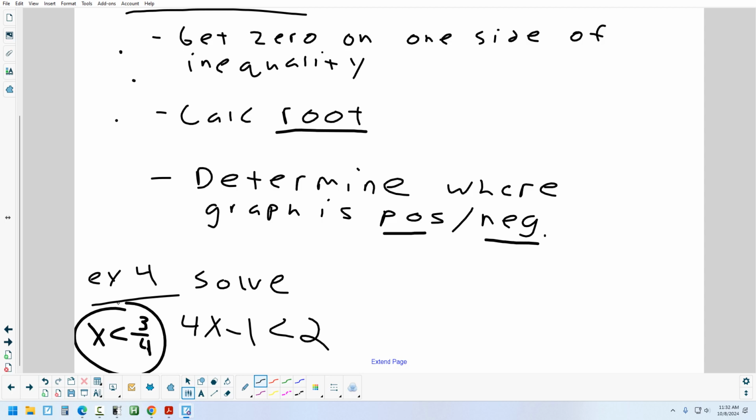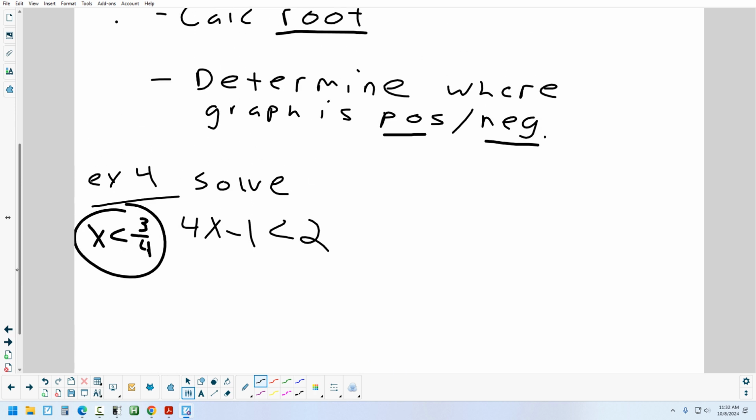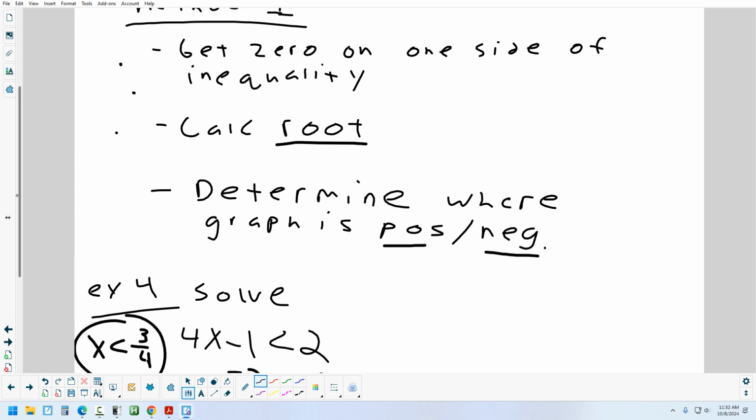So it says to get 0 on one side of the inequality. Okay. How would I move everything to one side? Yeah. Just subtract 2. Right. It's not how you would solve it algebraically. Okay. But we're not solving it algebraically. We're using the calculator. So subtract 2. And you get 4x minus 3 is less than 0. Okay, so we did step 1.